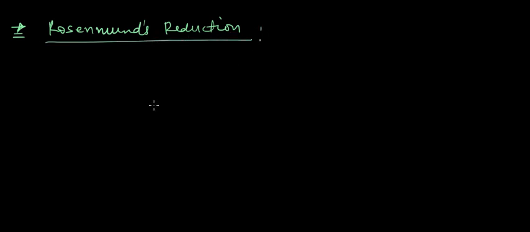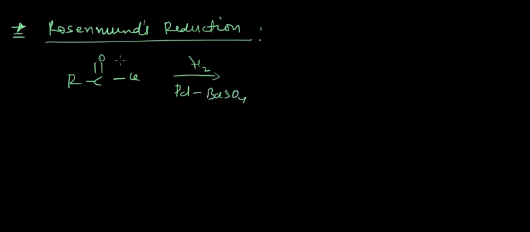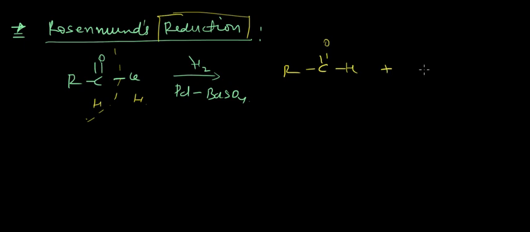So let's discuss Rosenmund reaction in depth. Coming back to the preparation of aldehydes, Rosenmund's reduction. Suppose we have RCOCl and we are passing it in presence of H2 and Pd-BaSO4. What actually will happen is this bond will cleave and it will have H and Cl on both sides of the bond. Hence the word reduction. So we will have something like this and HCl.